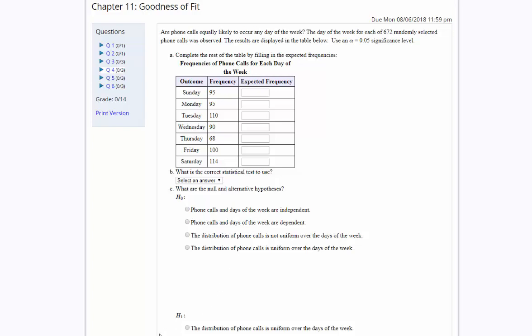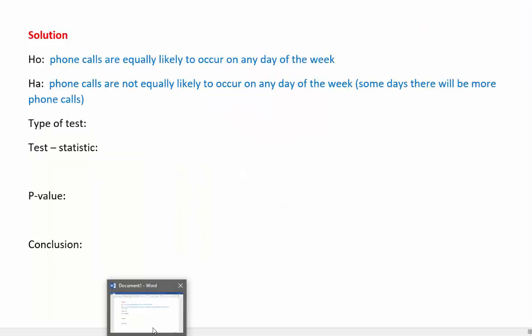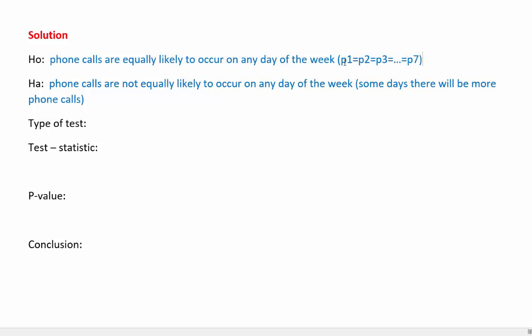So the null hypothesis will always say that our observed frequencies follow some sort of distribution. In our case, we want to see if phone calls are equally likely to occur on any day of the week. In other words, the proportion of phone calls on, let's say, Monday is the same as Tuesday, is the same as Wednesday, and so forth, all the way up until Sunday. They're all the same. So the p's here represent proportions of phone calls that happen on that particular day.